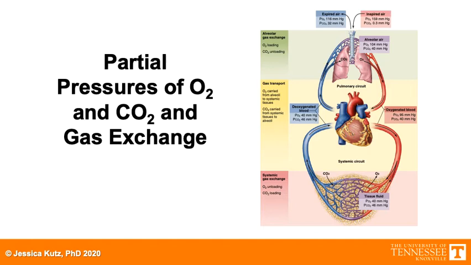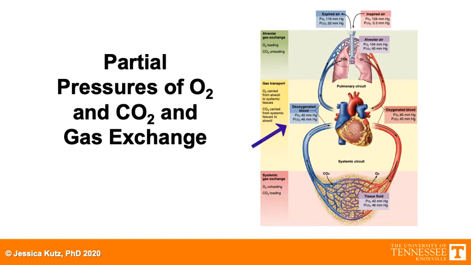Now on the flip side, we have carbon dioxide. And remember, we're consuming oxygen and we're producing carbon dioxide as a byproduct. So that carbon dioxide is being produced in our active tissues as a metabolic byproduct. So the partial pressure of carbon dioxide within our muscular tissues is about 46 millimeters of mercury.